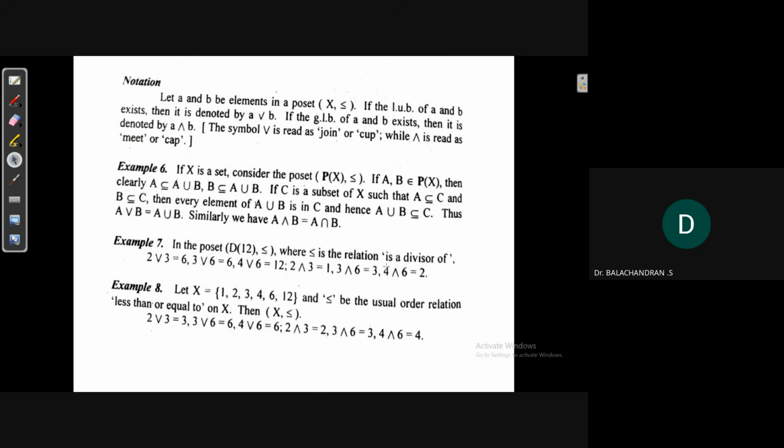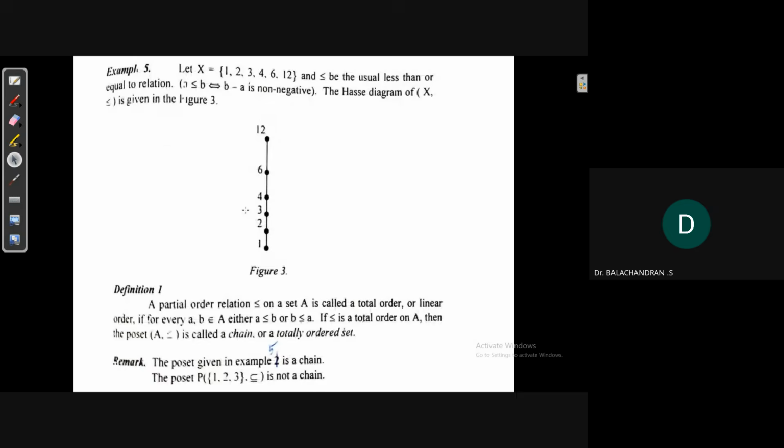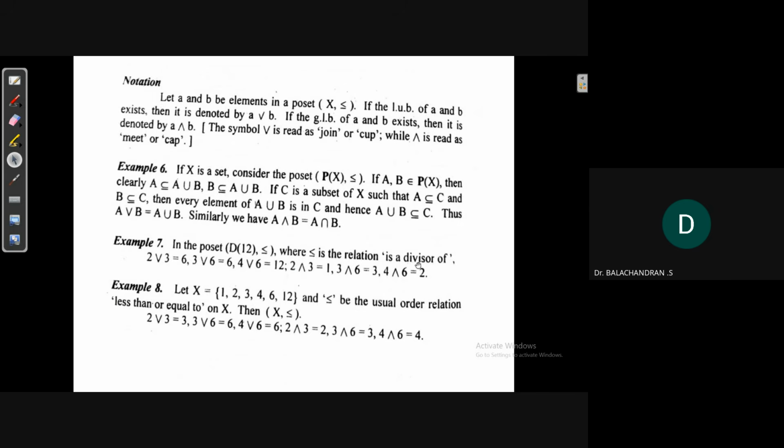For 4 and 6, what is the greatest lower bound? For 4 and 6, the lower bounds are 1 and 2. The greatest one is what? 2. So the greatest one is 2.